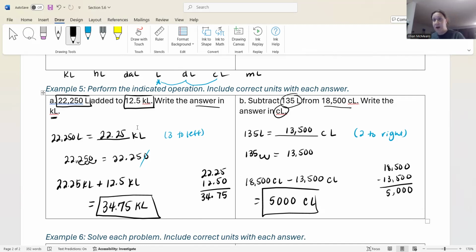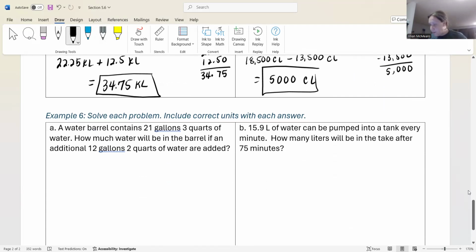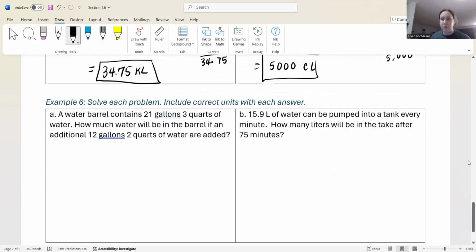So learn it once, apply it 3 times. It's kind of like measure twice, cut once. It's sort of the same thing. We learn it once, and then we use it over and over. All right, example 6 is probably the last one, and this is just going to be our application, so the word problems.